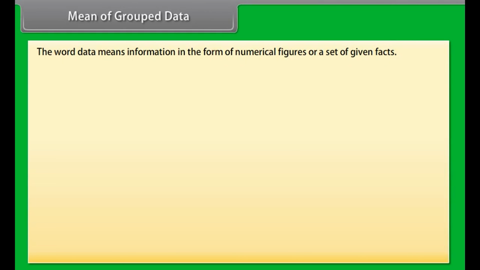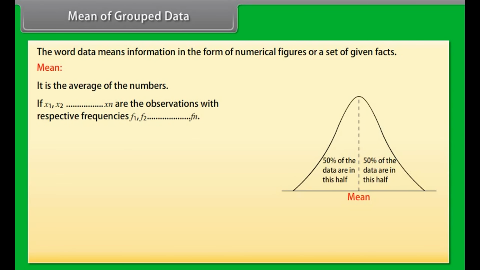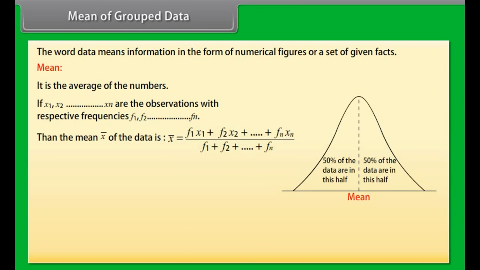Mean of grouped data. The word data means information in the form of numerical figures or a set of given facts. Mean is the average of the numbers. If x1, x2, and so on till xn are the observations with respective frequencies f1, f2, and so on till fn, then the mean x bar of the data is x bar equals (f1 x1 plus f2 x2 plus so on till plus fn xn) by (f1 plus f2 plus so on till plus fn).